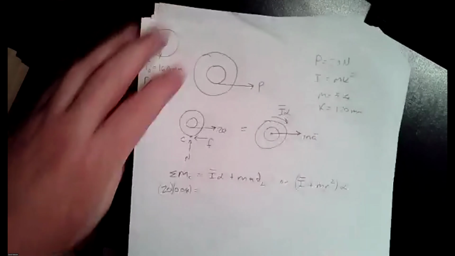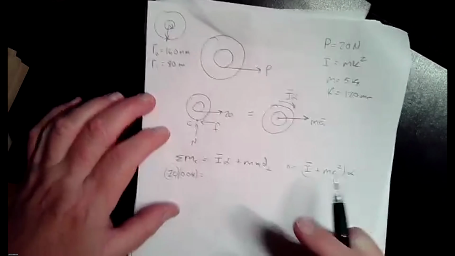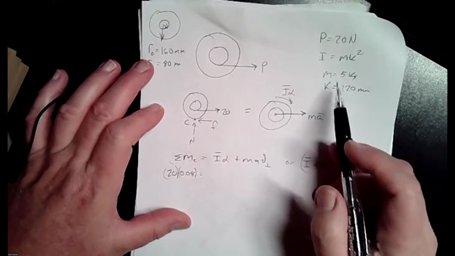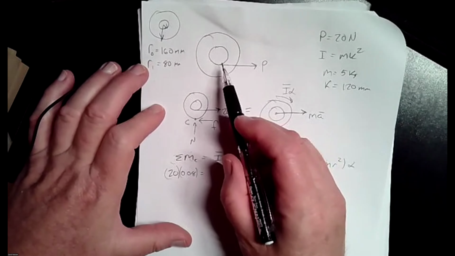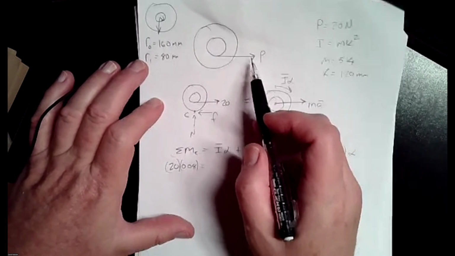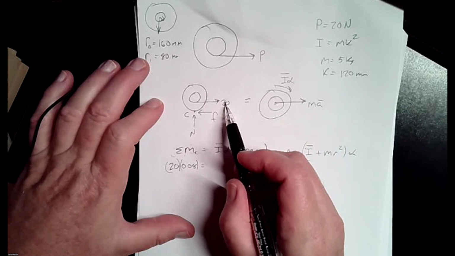And let's look at the next step. Now, this is case two. For case two, everything's the same. The only thing different is where we apply the load. So P is down here. So now we know P is being applied here.